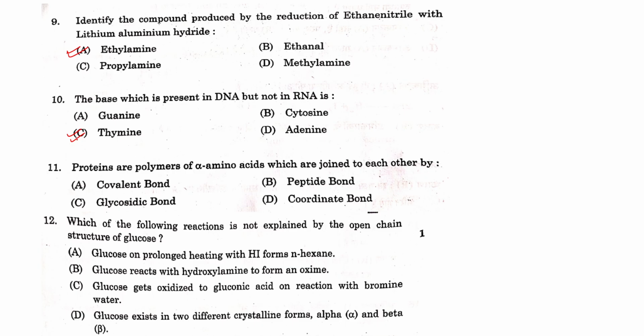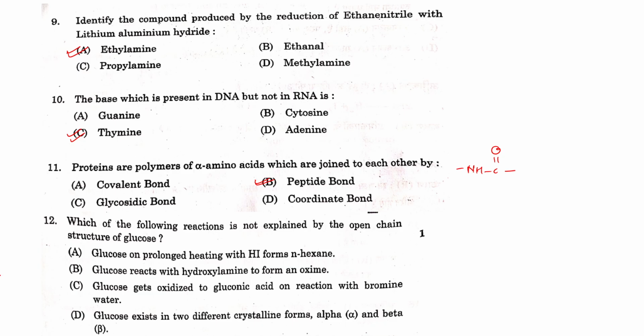In this case, a very simple, straightforward question. Thymine is the base which is present in DNA but not in RNA. Peptide bond, very simple. Amino acids are joined together by peptide bonds. So NH-CO, CO, and then CONH2 is called peptide bond.